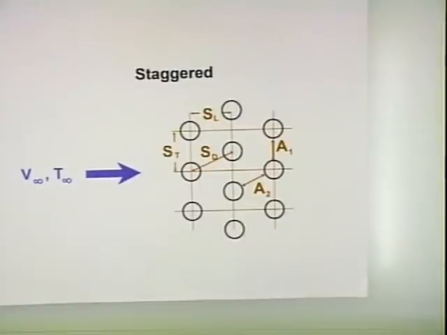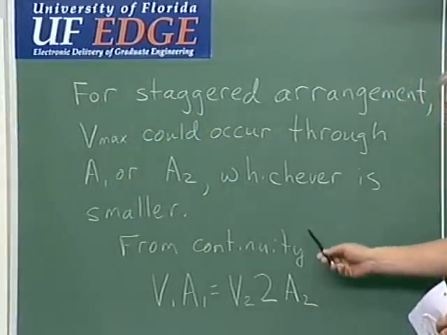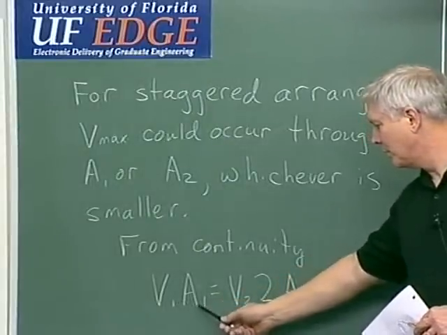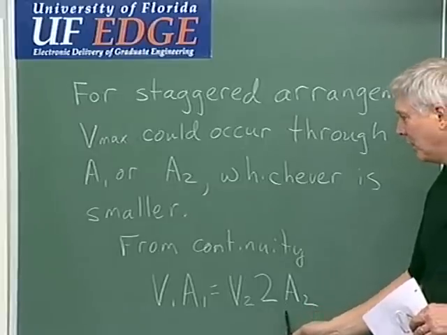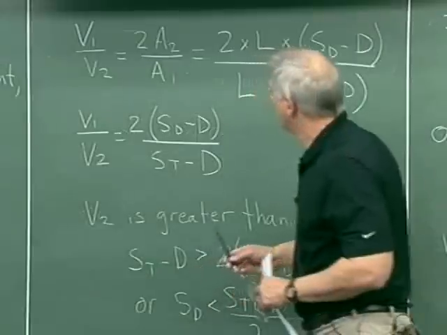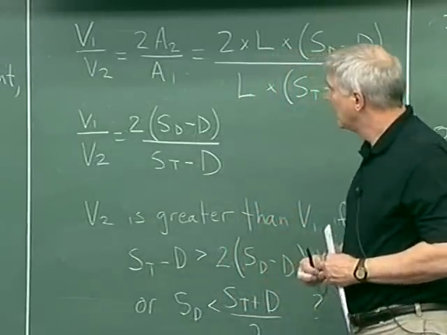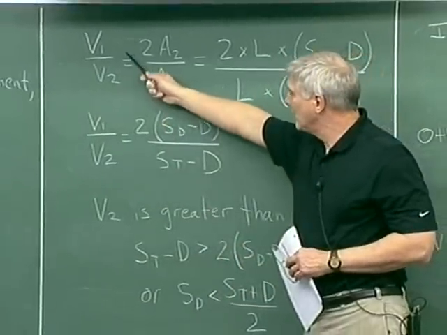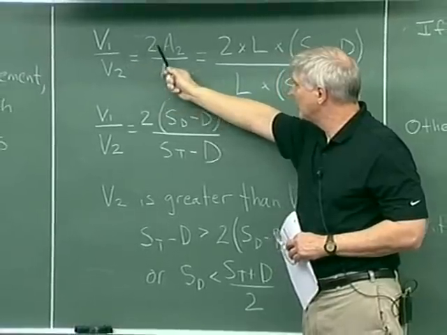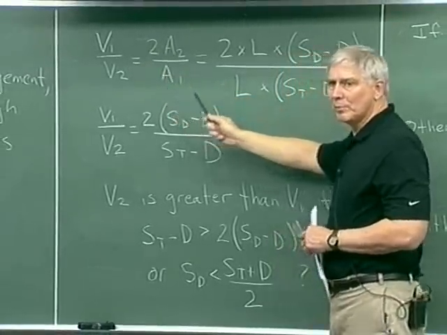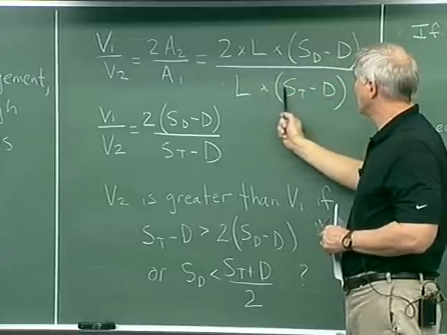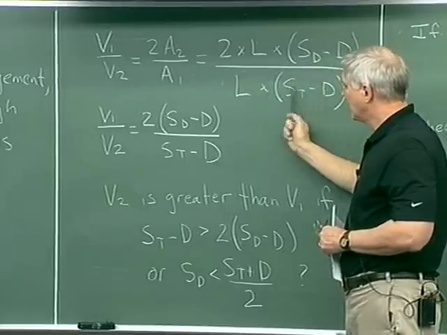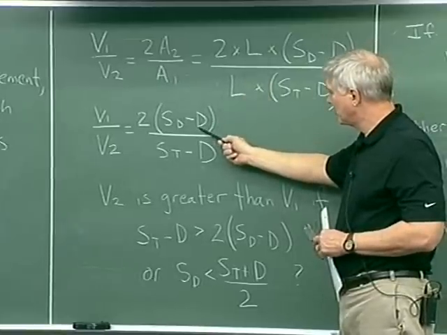The way we do that is, if we look at the board, we have from continuity, V1A1 equals V2 times 2A2 because it has to go through two A2s. Okay, so now we need to know which one is larger, V1 or V2. Well, we can rearrange it. We have V1 over V2 is equal to 2A2 over A1. And then if we plug in those dimensions, we have 2 times L times SD minus D over L times ST minus D. So we cancel out the L's, we're left with this expression.